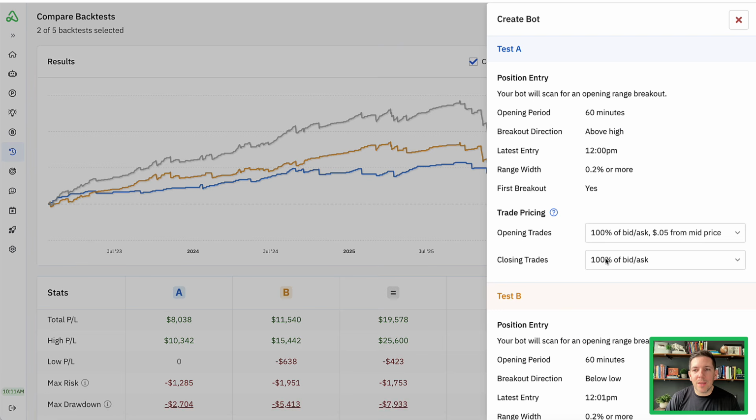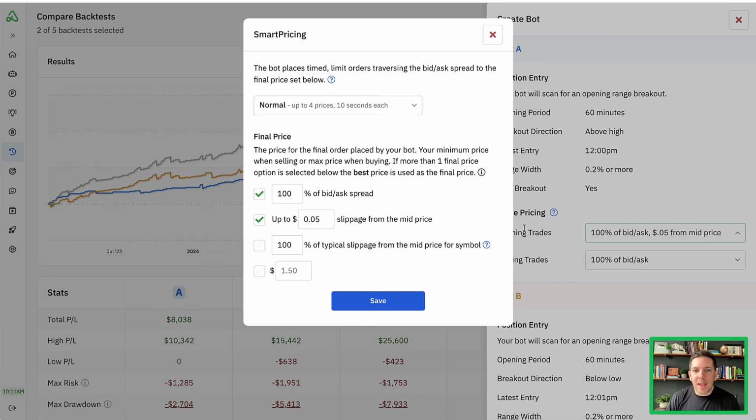You can just leave that in there. But for opening trades, I am going to do 100% of the bid-ask spread and up to 5 cents of slippage. That mirrors what I did in testing. So in testing, I included slippage of 5 cents on entry for everything.